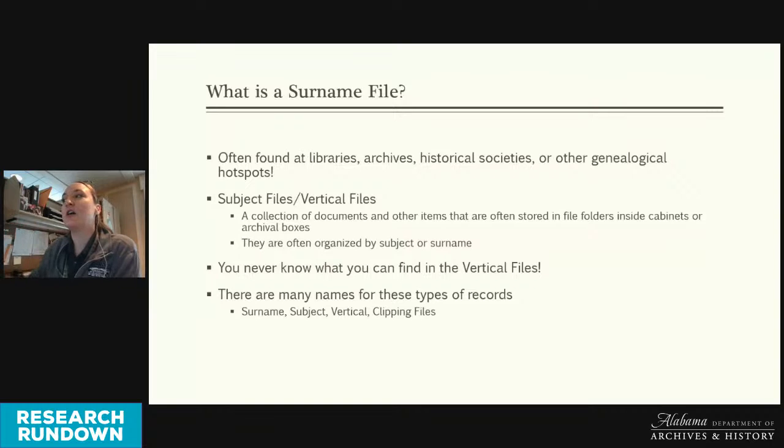These are a collection of documents and other items that are often stored in file folders inside cabinets or archival boxes. They are often organized by subject or surname. So subject files or vertical files can be on numerous different things. These in particular are surnames, but we have some here that are about governors. We have some here that are about counties, general topics, and things of that nature. So you never know what you can find in vertical files. They can be a wealth of information, and there can be many, many different types.